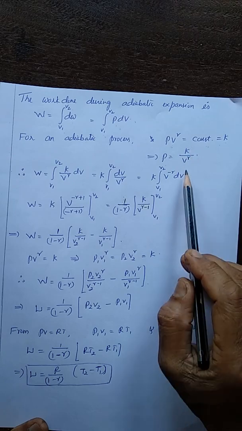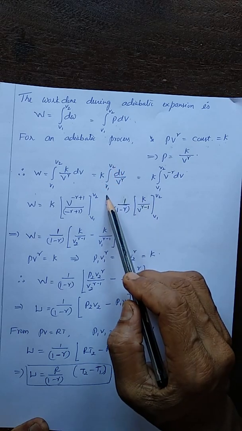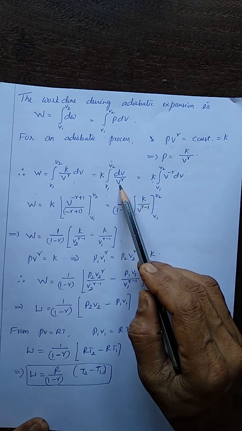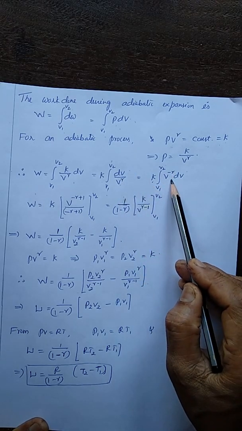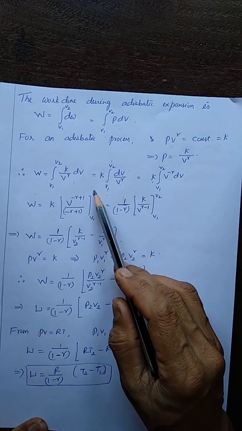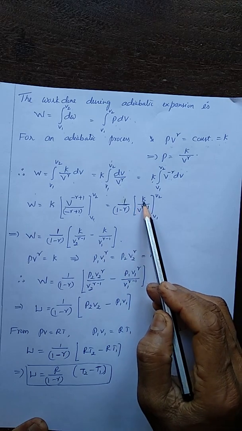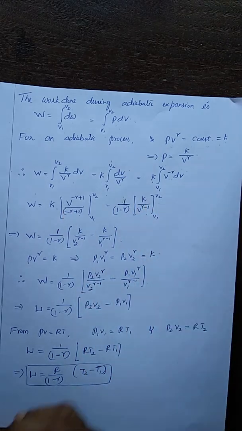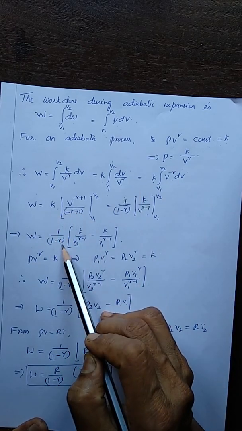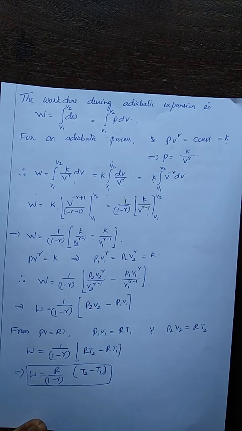From this, P is K by V power gamma. Substitute here. We get W as K integration of dV by V power gamma between the limits V1, V2. K is constant. Take this one to the numerator, V power minus gamma. Now integrate this. You know how to integrate. Integration of V power minus gamma is V power minus gamma plus 1 by minus gamma plus 1, between limits V1, V2. Apply the limits here. K is taken inside. And now apply the limits. You get W as 1 over 1 minus gamma, since this is minus gamma plus 1, that is 1 minus gamma, times K by V2 power gamma minus 1 minus K by V1 power gamma minus 1.